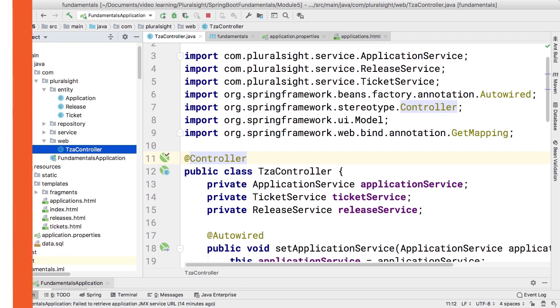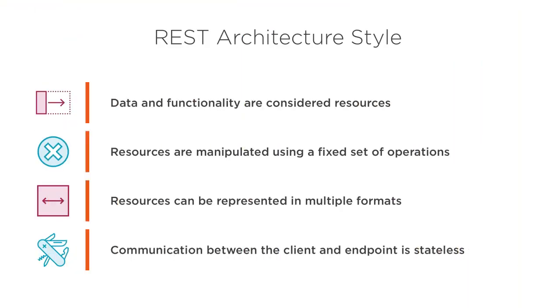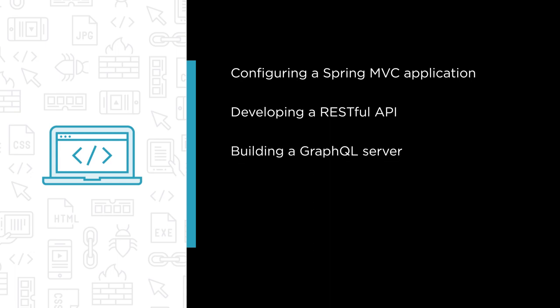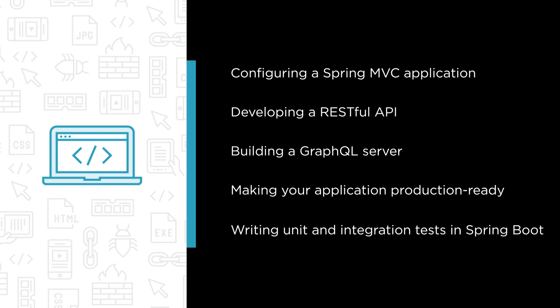Some of the major topics that we will cover include Spring Boot and its benefits, like automatic configuration and Spring Boot starters, bootstrapping a simple application using Spring Initializer, accessing data with Spring Boot and H2, along with the auto configuration Spring Boot provides, configuring a Spring MVC application using Spring Boot, developing a RESTful API using Spring Boot, building a GraphQL server that exposes APIs, making your application production ready using the Spring Boot actuator, and we wrap up with writing unit and integration tests in Spring Boot.